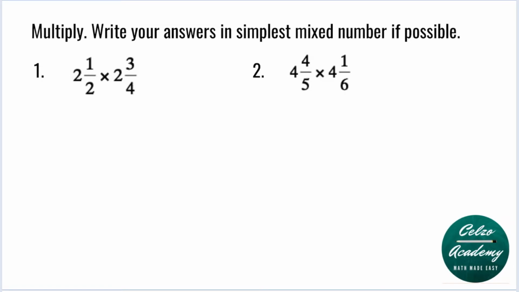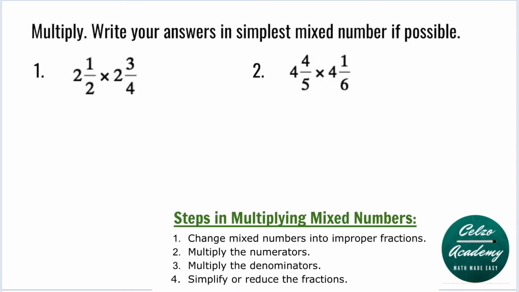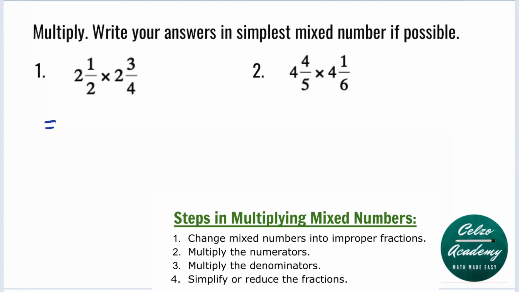Question number 1. 2 1/2 times 2 3/4. Step 1 is to change the mixed numbers into improper fractions. So first, let's change 2 1/2 into an improper fraction. We need to multiply 2 times 2, that's 4. 4 plus 1, we have 5. So 2 1/2 is the same thing as 5/2.